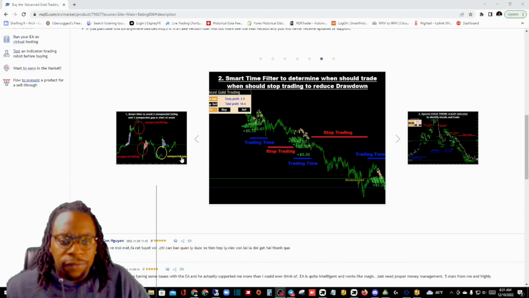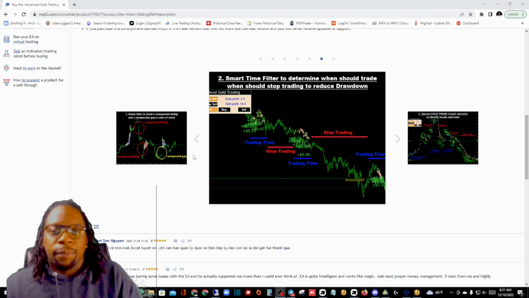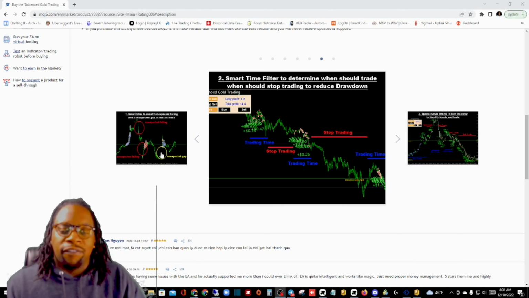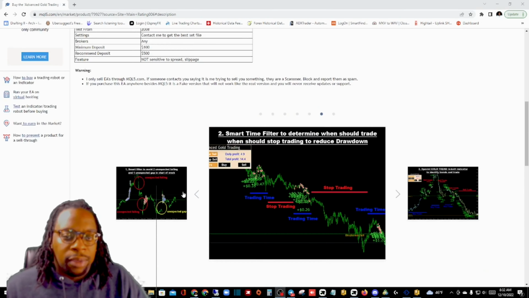And from the photos, I end up showing that it has a type of smart trading and a stop trading time. Obviously, that's with any type of system. You can dictate the time that the system is trading and the time it is not trading, to allow you to have a lot more peak performance.